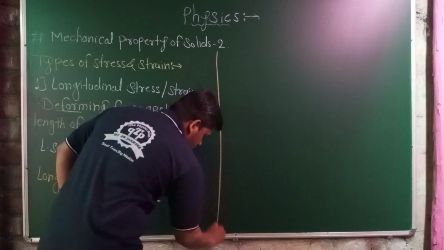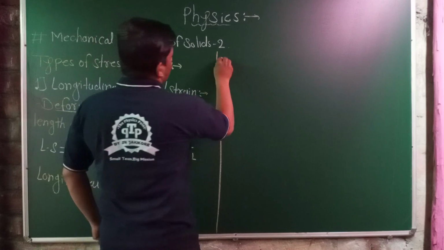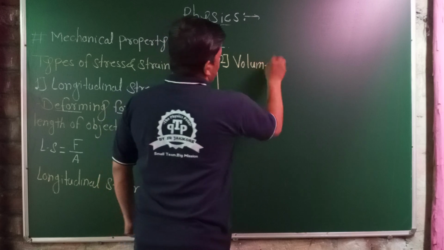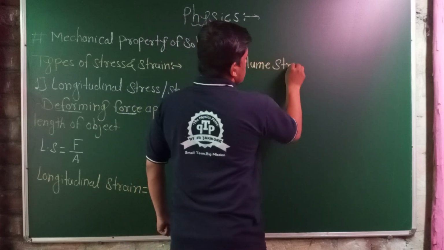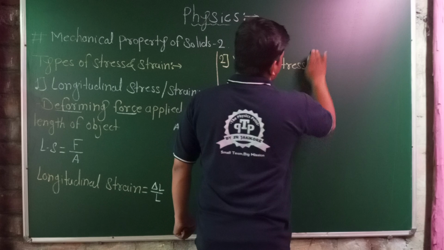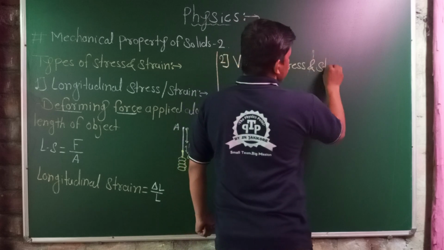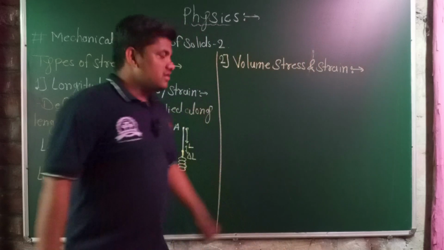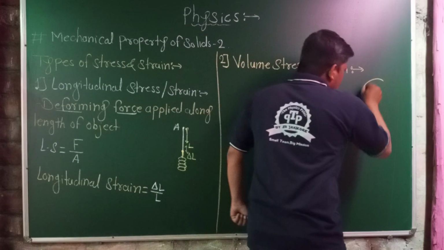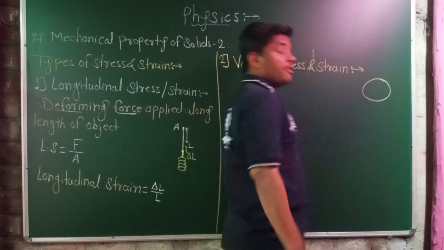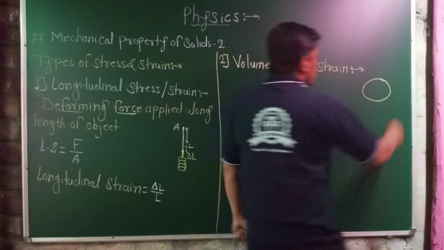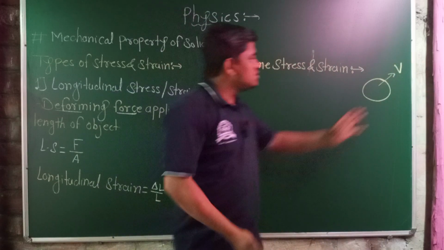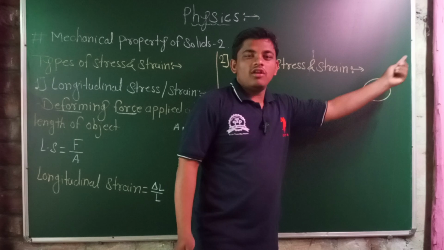Then the second type of stress or strain is volume stress and volume strain. I will give one example here. This is a spherical shaped spongy ball having the volume capital V. This is the spherical shaped sponge ball having the volume capital V.